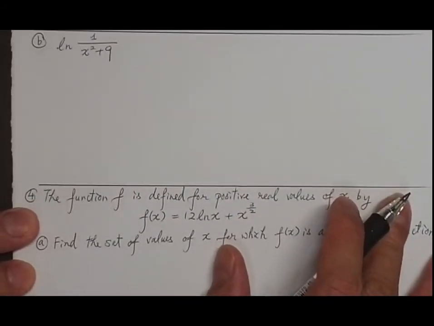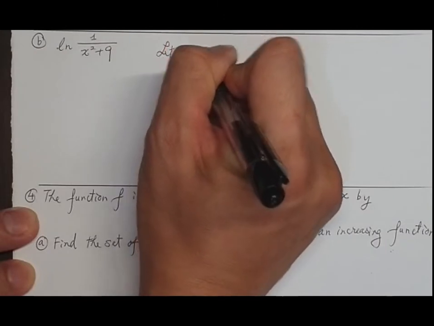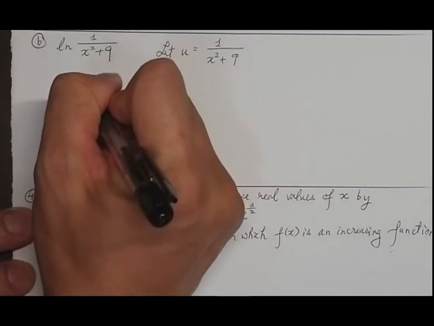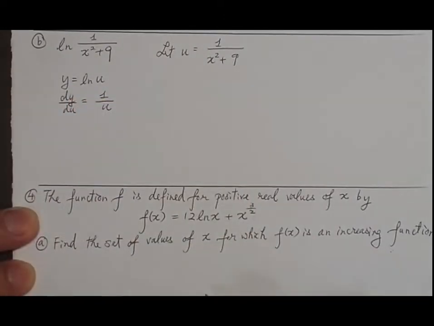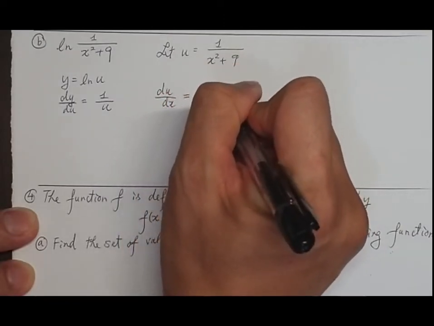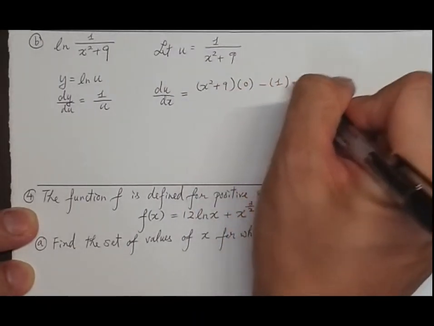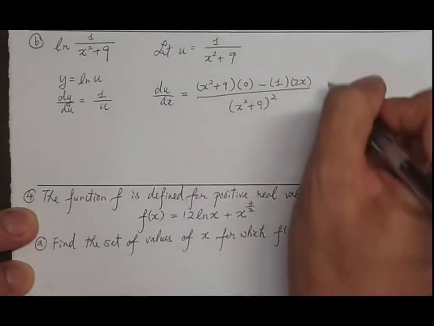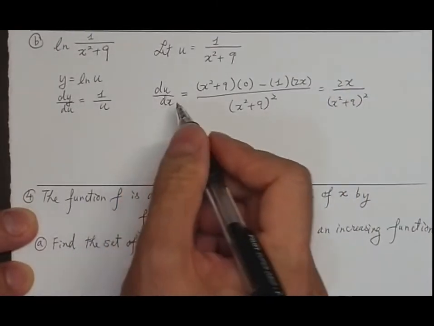And question B, we have log of 1 over x squared plus 9, and we let u equal to 1 over x squared plus 9. So y is equal to log u, dy/du is equal to 1 over u. And du/dx is equal to x squared plus 9 multiplied by 0 minus 1, and this one is 2x over x squared plus 9 all squared. So we have 2x over x squared plus 9 all squared for du/dx.